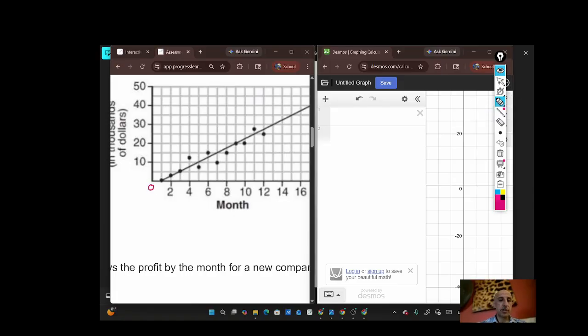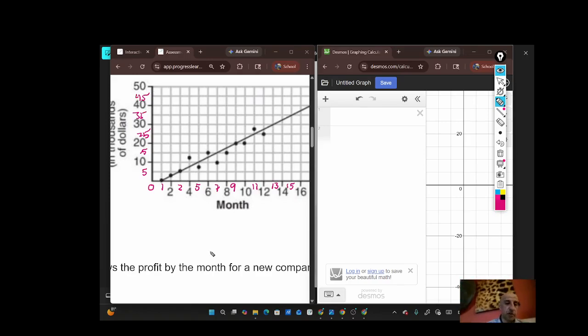So here is the point 0, here is 1, 2, 3, 4, 5, 6, 7, 8, 9, 10, 11, 12, and 13, 14, 15, 16, and so on. On the y-axis, which is the profit, in this case we have 0, 5, 10, 15, 20, 25, 30 and 35, 40 and 45, and so on.